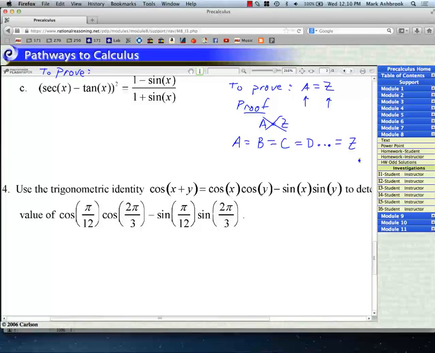Now, it's not going to take 26 steps, okay? It's not going to take 26, but this is the idea of it. That we pick one side of the equation, and we use algebra or other identities or known facts of mathematics to keep rewriting our current expression until we can get it to be in the form of Z. And then by this chain of equality, thus A equals Z.